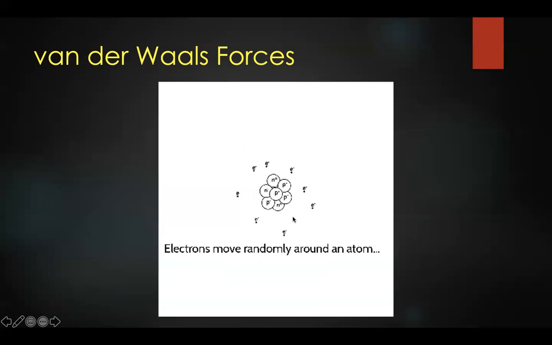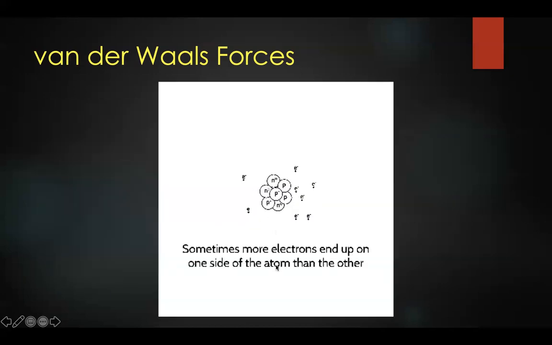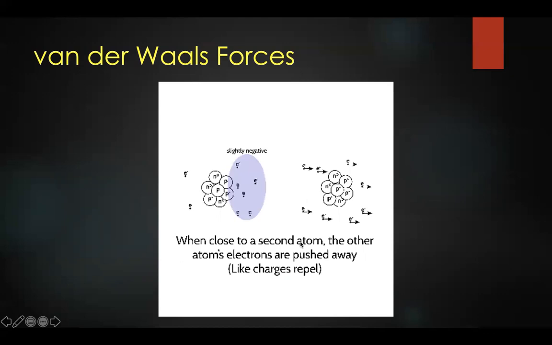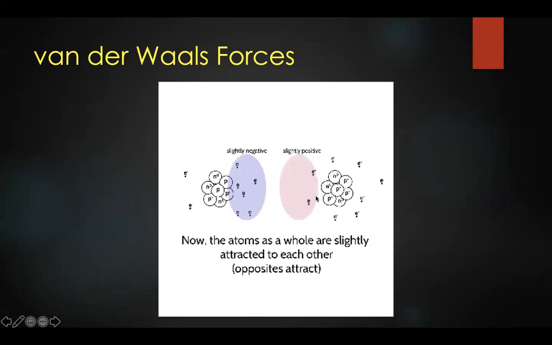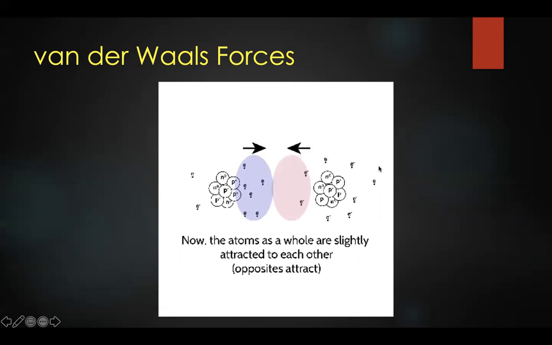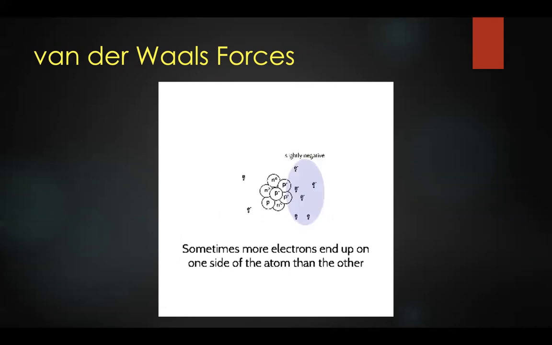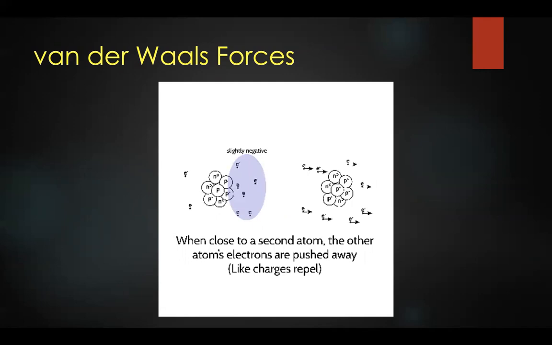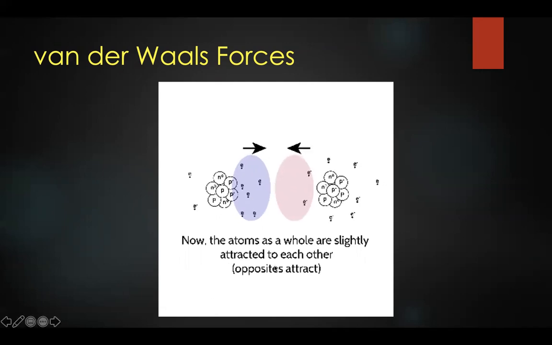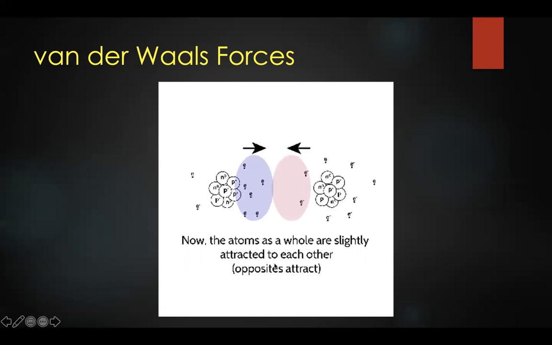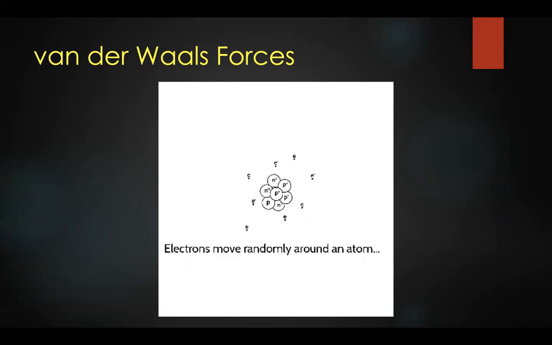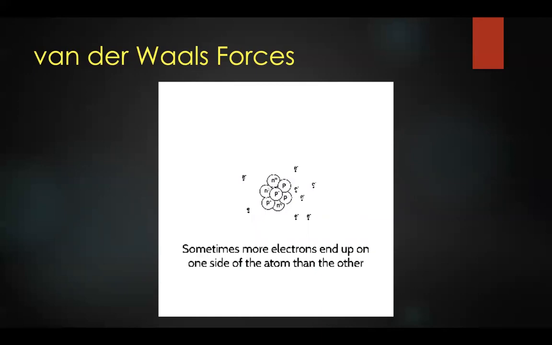Okay, let us start from the beginning. We have electrons moving randomly around an atom, right? Now, there are some times that electrons would end up one side of the atom. When close to a second atom, since you have a slightly negative portion here, it will repel the electrons here and will push it to the other side. And the empty portion with no electrons would have a slightly positive charge. So it will create a transient electrostatic interaction between the two because you have a slightly positively charged and slightly negatively charged portion. Okay, so that is how van der Waals forces are produced. And it is quite numerous compared to hydrogen bonds.